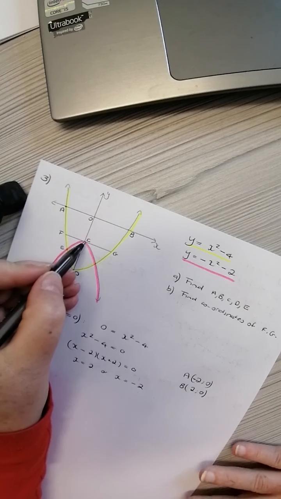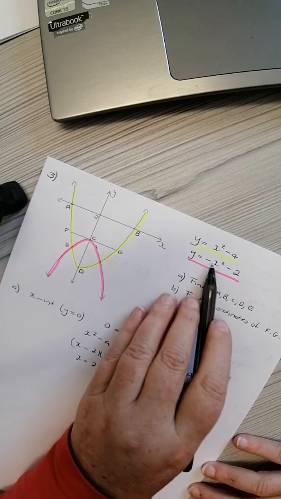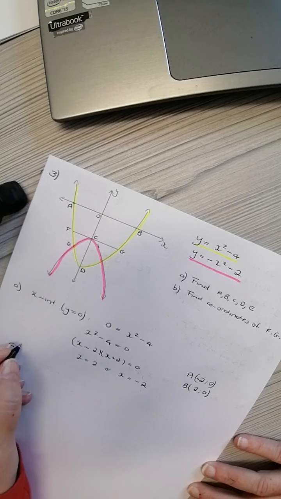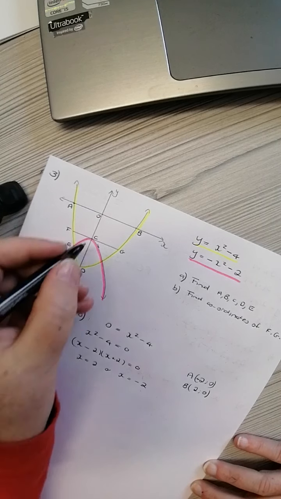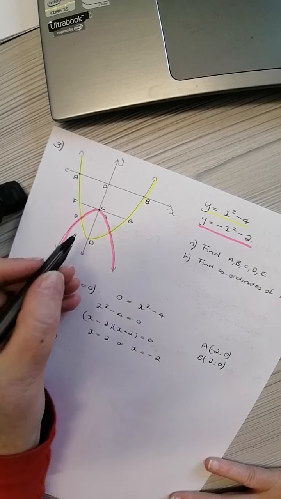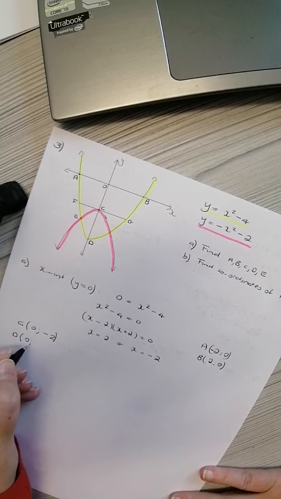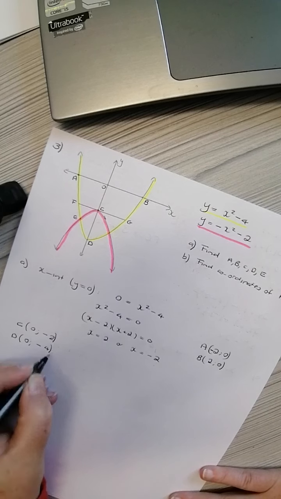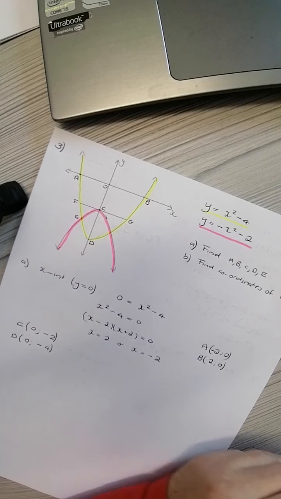Okay, C is the turning point for the pink one. It's a sad graph and it is at -2. Does it make sense? Yes, it is. So C is x is 0, y is -2, because it's on the y-axis. D is the turning point of the yellow one. So x is 0. What is y? -4. Yes, it does make sense. -4. And E is where the two intersect.